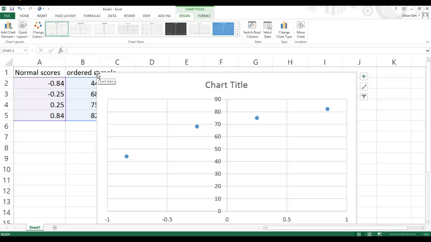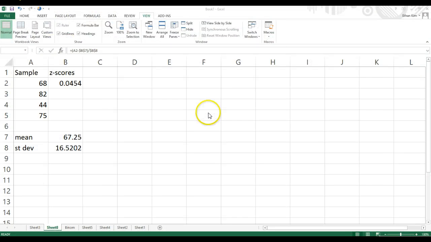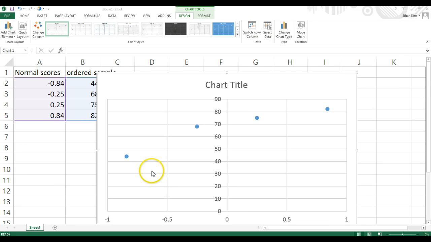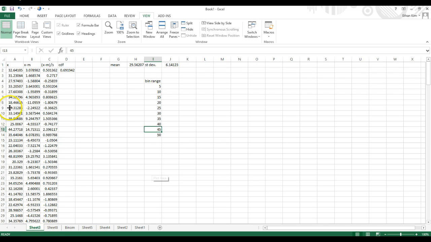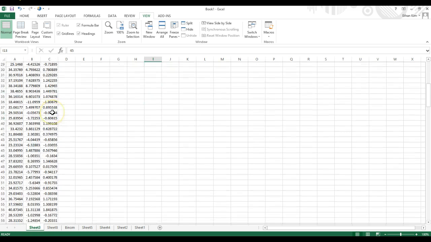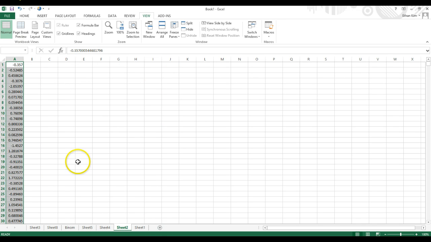Alright, so I did want to show you one other thing before we finish off today. Alright, so let's look at this set. Okay, this set of data.